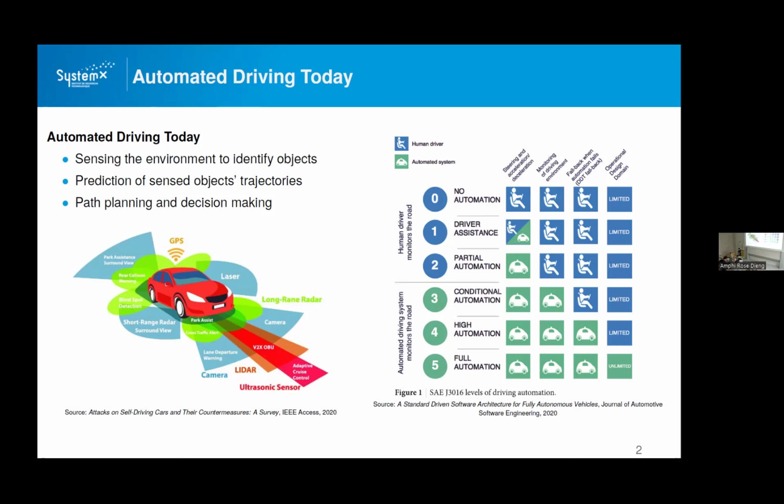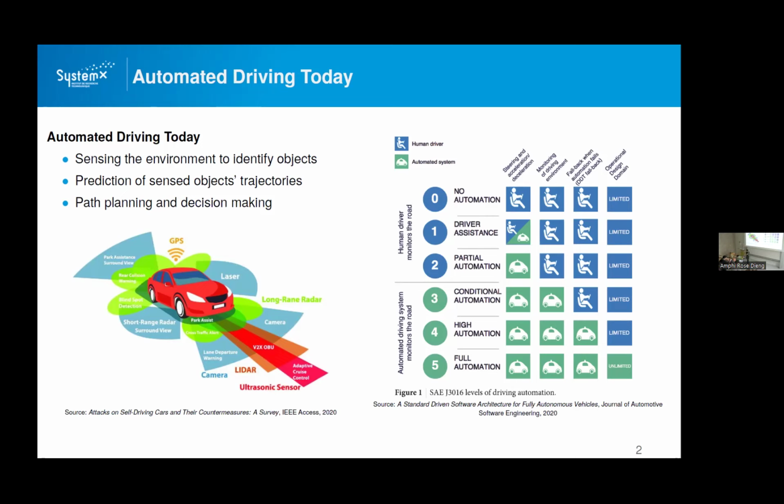Automatic driving today, you have cars that embed more and more sensors. So they are capable of sensing the environment, of identifying objects around them. And so they become able to predict the path of the objects around and to make a strategy for their direction.